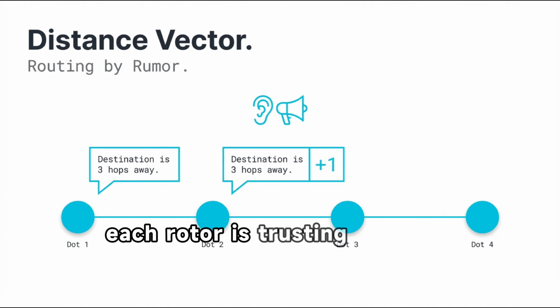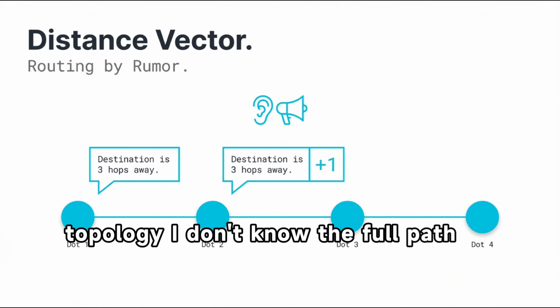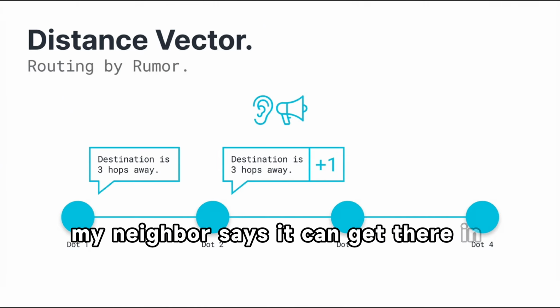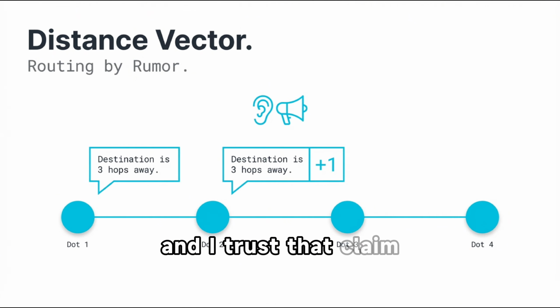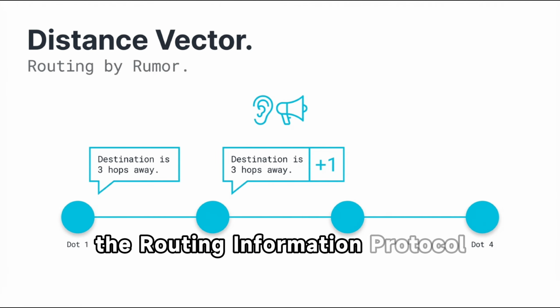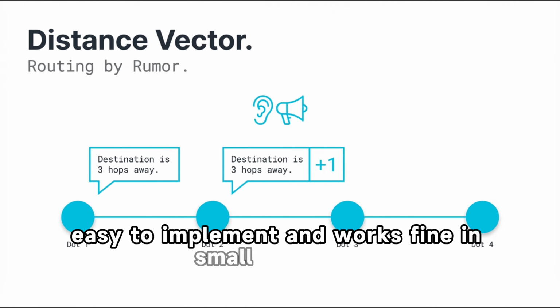Each router is trusting what its neighbors tell it, without any direct knowledge of the full network topology. I don't know the full path to destination Y. I just know that my neighbor says it can get there in Z hops, and I trust that claim. The classic distance vector protocol is RIP, the Routing Information Protocol. It's simple, easy to implement, and works fine in small networks.